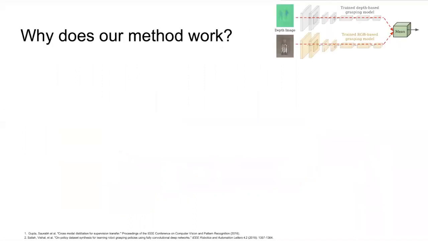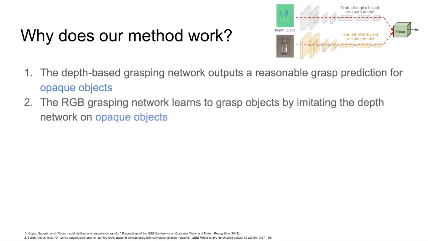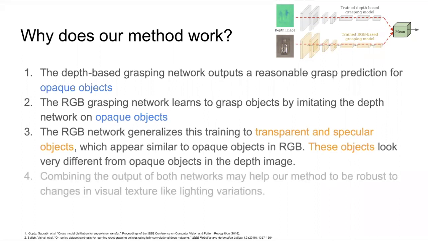So why does our method work? The depth-based grasping network outputs a reasonable grasp prediction for opaque objects used for training. The RGB grasping network learns to grasp objects by imitating the depth network on opaque objects. The RGB grasping network generalizes this training to transparent and reflective objects, which appear similar to opaque objects for an RGB network, even though these objects look very different to the depth network. Combining the output of both networks may help our method be more robust to changes in visual texture like lighting variations.